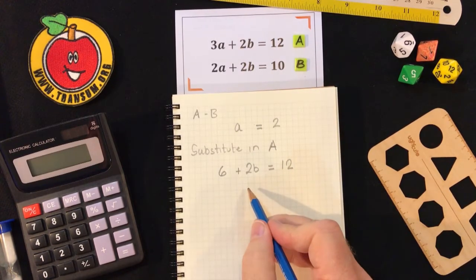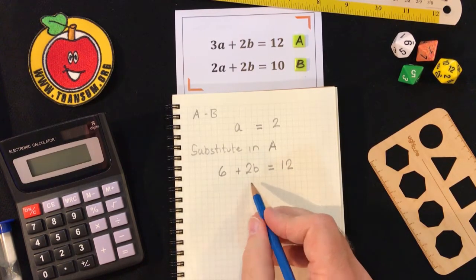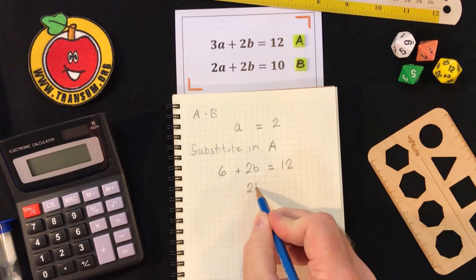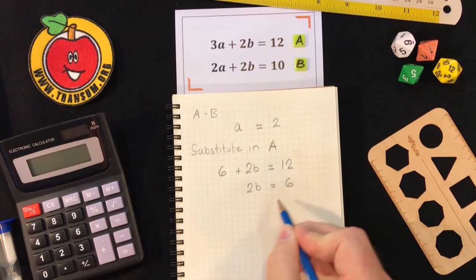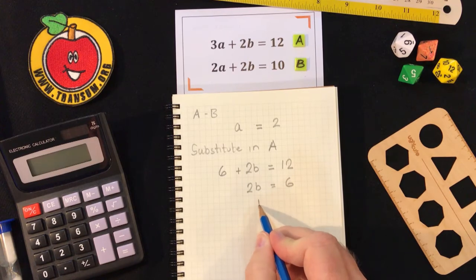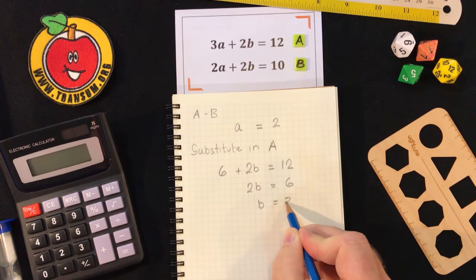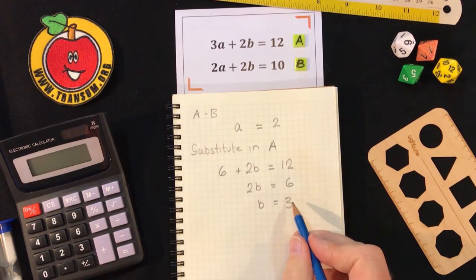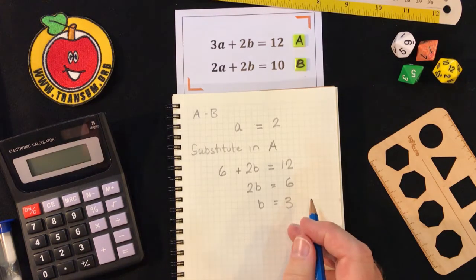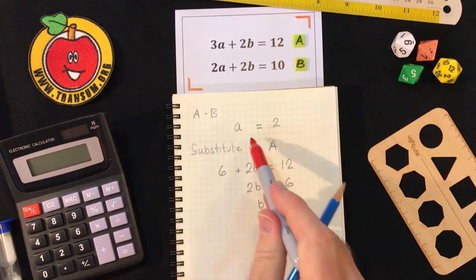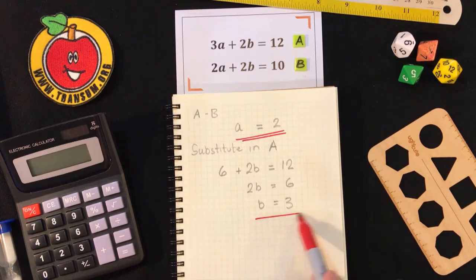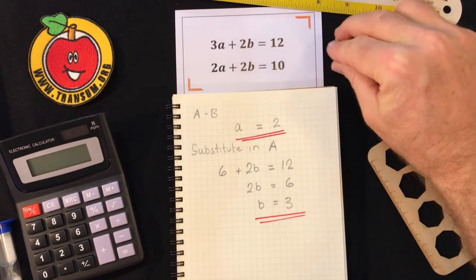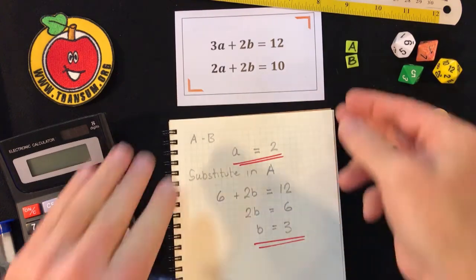Now I've got a simple linear equation that I can solve. I'll take away 6 from both sides, and then I'll divide both sides by 2. So B equals 3. Here are my two answers. First one is A equals 2. And the second one is B equals 3. Those are the two values that make those two equations true. Okay, let's have another example.